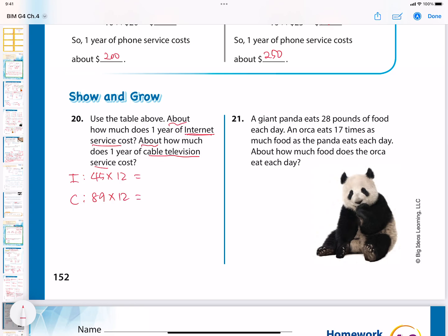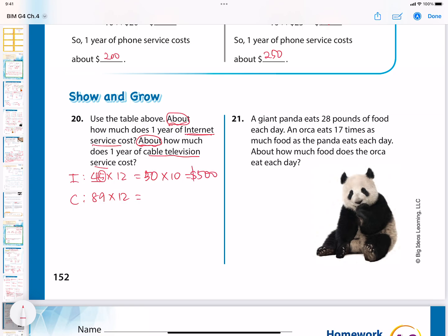Now let's find out, but we don't have to find the actual product because they were asking us what? About and about. That means what? We can estimate. All right, 45, I'm going to round this up, right? They didn't ask us to round numbers or use comparable numbers, but I'm gonna round up. So this is gonna be what? 50 because 5 is what? Round up number. So 50 times 10, 12, I'm going to round down to 10, which is $500.